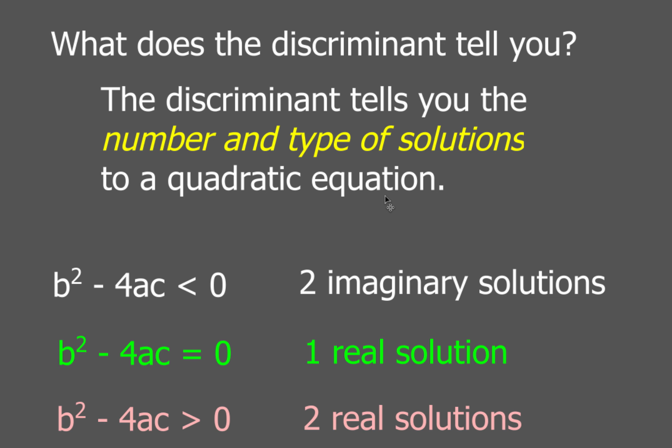So that was just a brief introduction to what the discriminant tells you, so you can determine a value using the formula b squared minus 4ac and determine if those solutions are real or imaginary and how many of each you have.